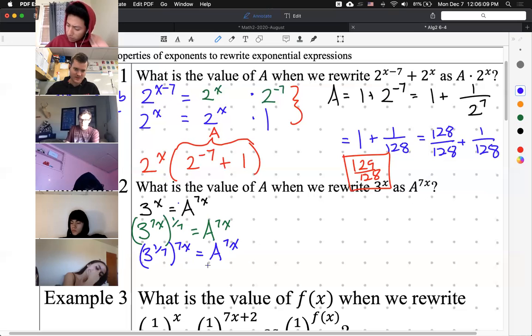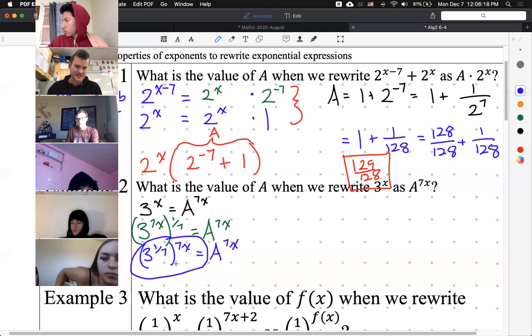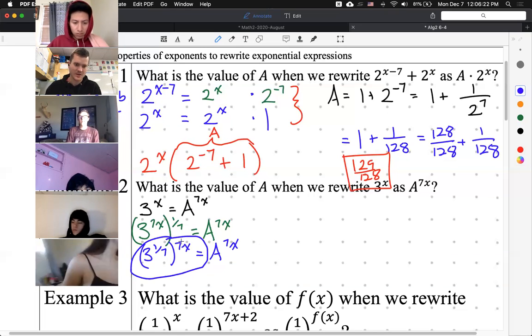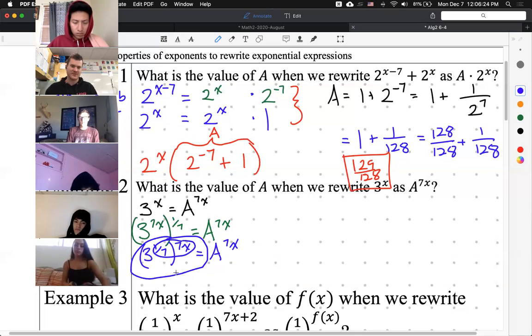Notice that I'm just rewriting that right-hand side over and over. That hasn't changed. But look at what I have on the left-hand side. If you just stared only at this left-hand side of the equation, 3 to the power of 1/7 to the power of 7x, you'd say, oh yeah, you multiply 1/7 times 7x, and those would cancel each other out.